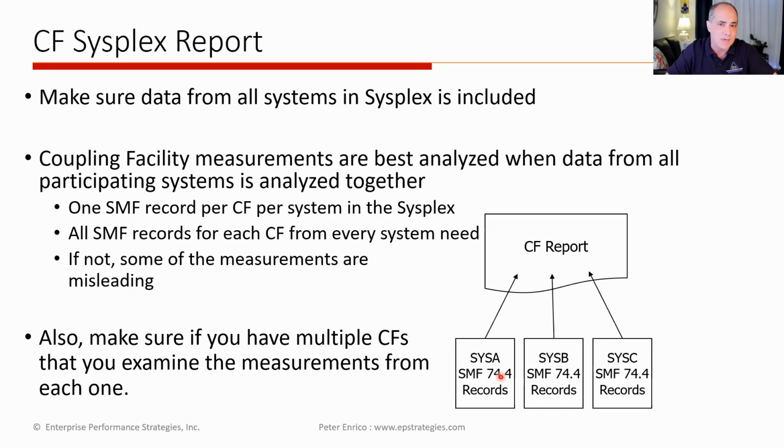So just be aware of that when you are looking at coupling facility measurements: try to combine the measurements from all the systems into one coupling facility report. And if you're doing measurements and writing your own reports, make sure you understand the distinction between the software measurements and the hardware measurements. Software measurements are gotten from each z/OS system, and the hardware measurements are going to be the same for all systems because they're gotten from the hardware itself. That's what I want to say there.